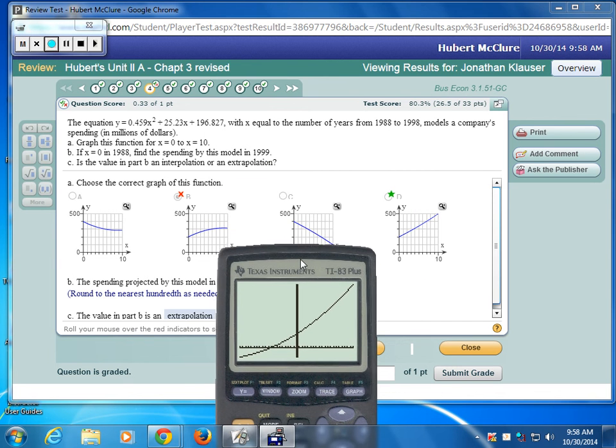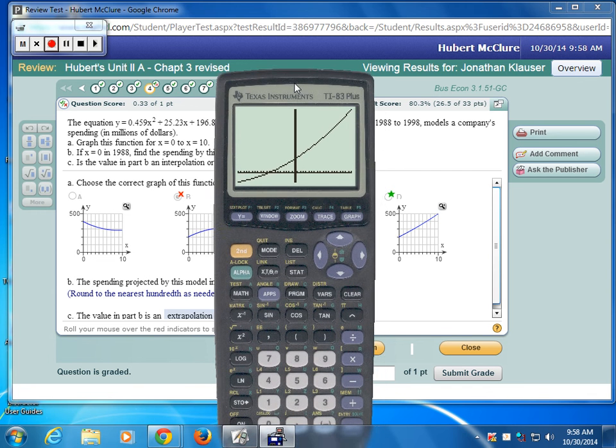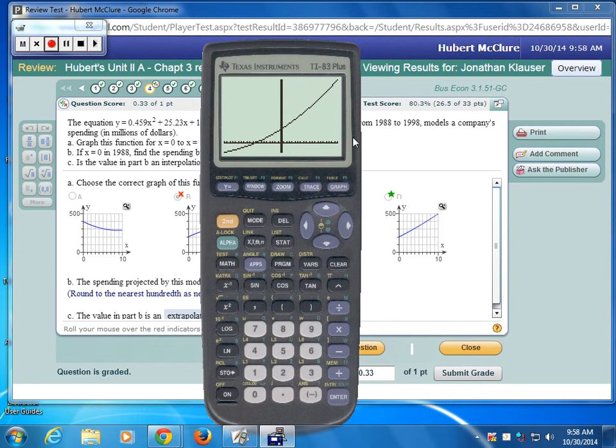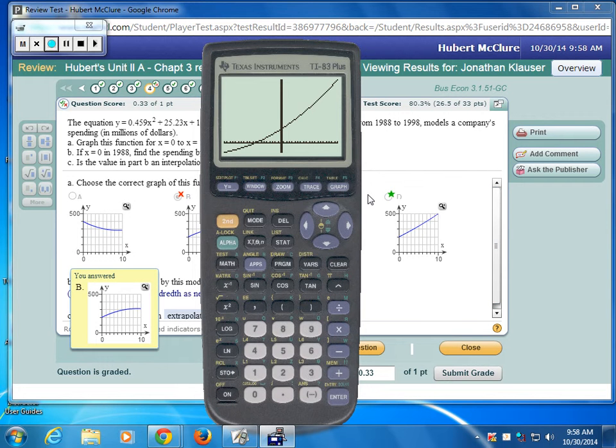What if our calculator isn't graphing? I'm pretty sure I entered that equation. Go to second stat plot and see if any of them are on. Plot one is on. Okay, turn it off. Plot two, turn it off. All of them need to be off.